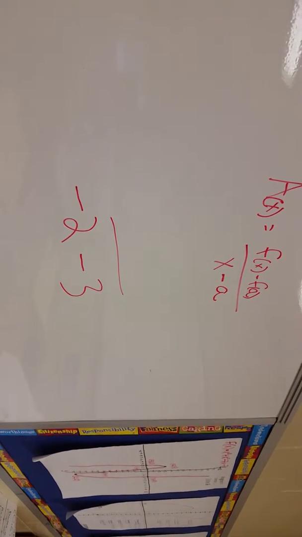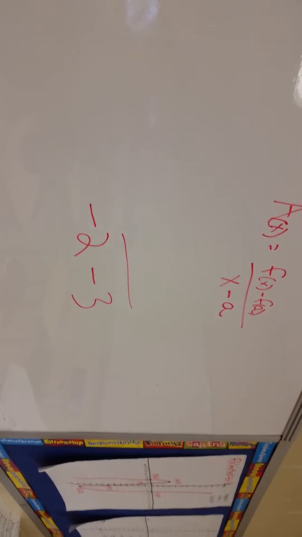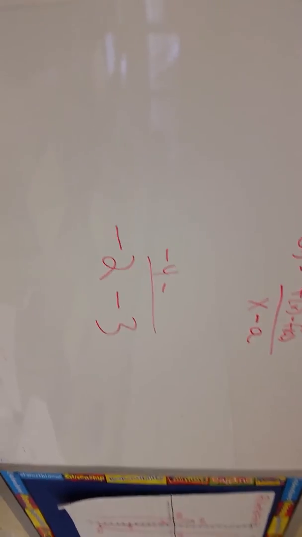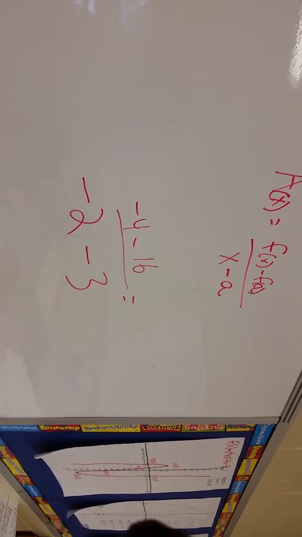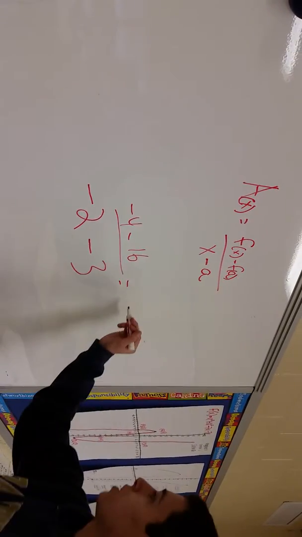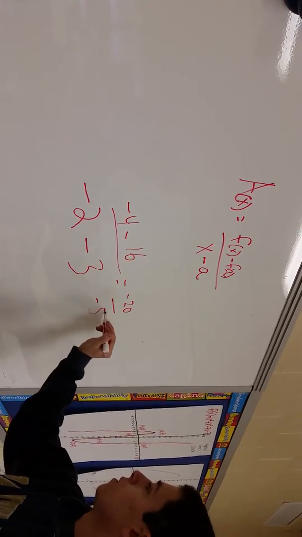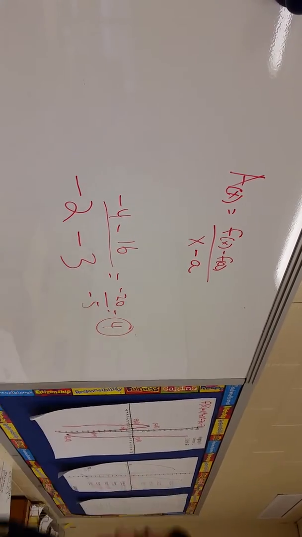And when you plug it in, you get negative 4 and 16. This simplifies to negative 20 over negative 5, and the average rate of change is 4.